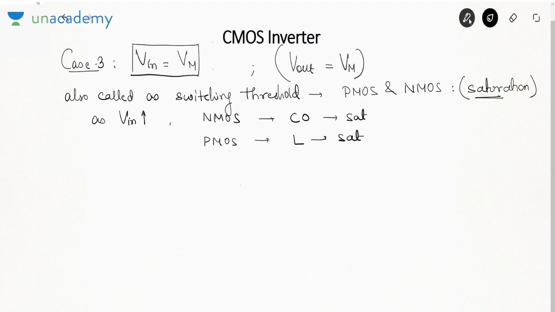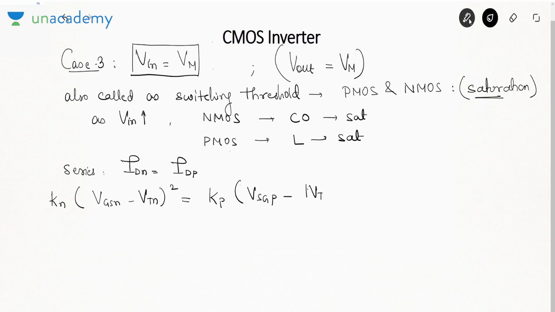Now we very well know that the current of both the transistors must be equal. Both are connected in series, right? So you can say that the drain current of NMOS should be equal to the drain current of PMOS. What is the drain current of NMOS in saturation? Kn (VGSN minus VTN) whole square. This is Kp (VSGP minus mod VTP) square.